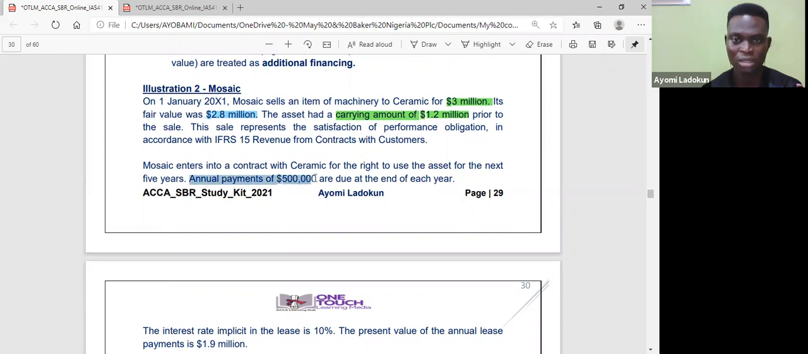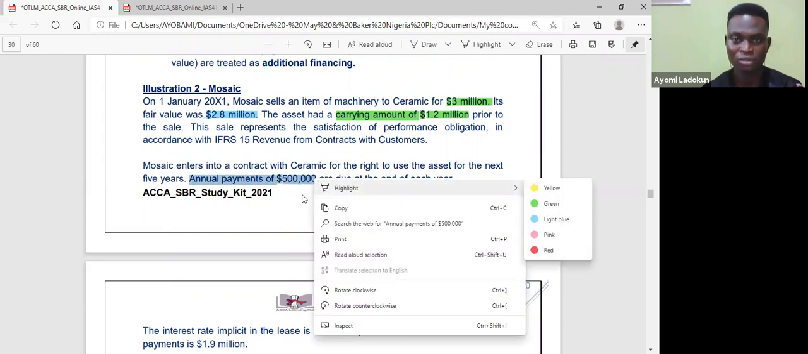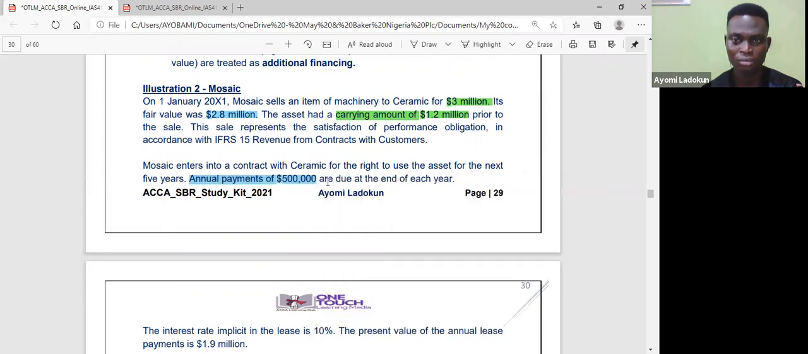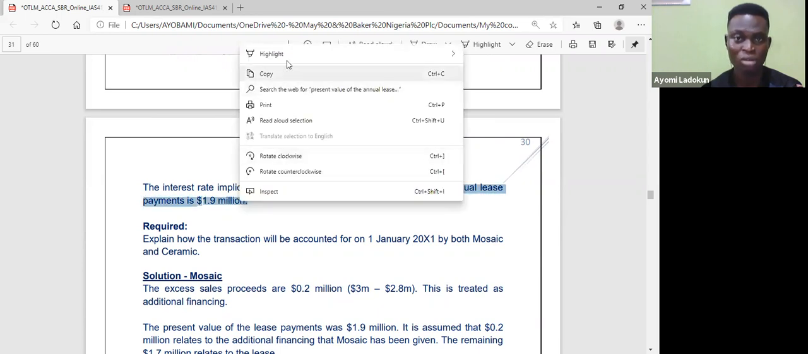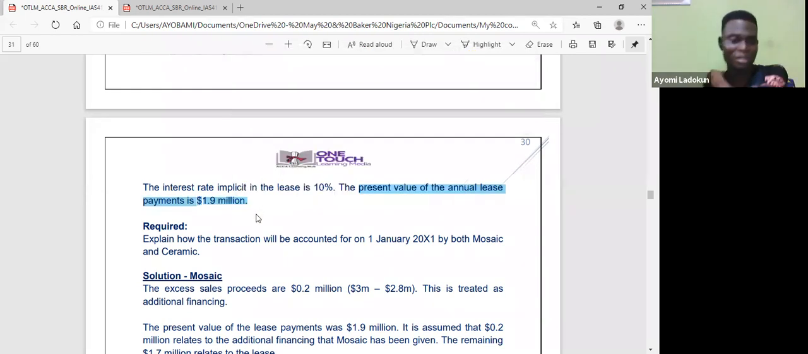Annual rental payment is 500, due at the end of the year. The interest rate implicit is 10%. So the present value of lease payment is 1.9. Oh, it's even the same question, just that the sale was below the fair value.